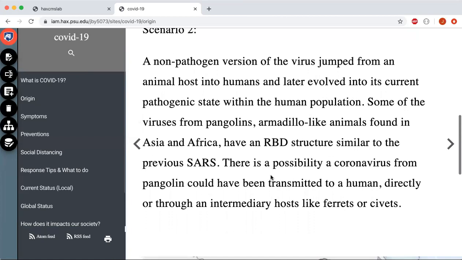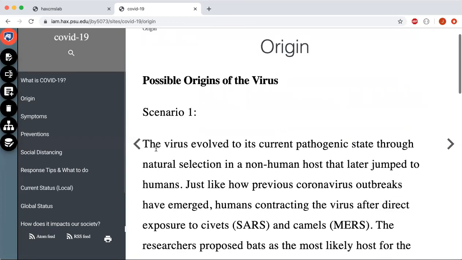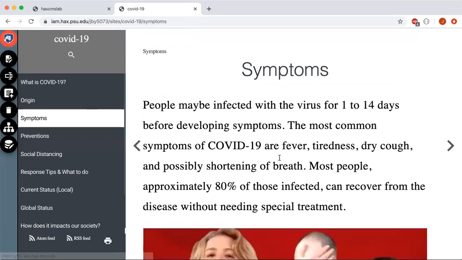There are also some scenarios where coronavirus from a pangolin could have been transmitted to a human directly, or indirectly through a host like ferrets or civets. So those were the scenarios that could have happened, and we can move on to the symptoms.